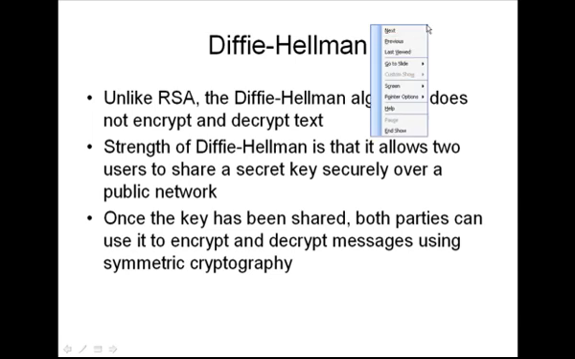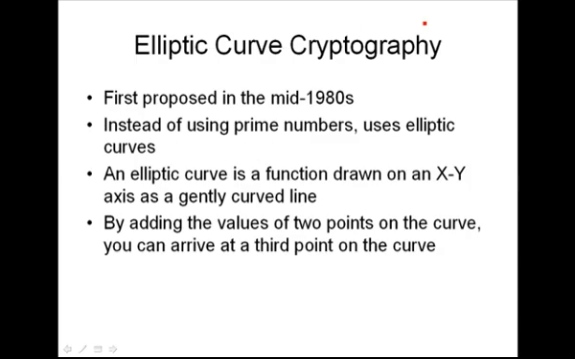I think we have one more slide here. Elliptic curve cryptography was first proposed in the 80s. Instead of using prime numbers as RSA and Diffie-Hellman do, it uses elliptic curves. This is just another mathematical way of doing it. You might have some general question about this on the Security Plus exam, but this is pretty much the amount of detail I'm going to go into.